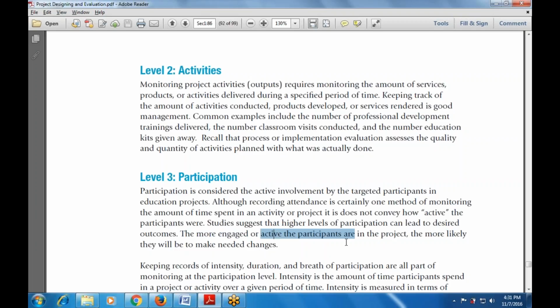The more engaged or active the participants are in the same project, the more participants are available in the same project, the more that tool will be used, that tool will be available in the data, and the more likely it is that the needed changes will be made.